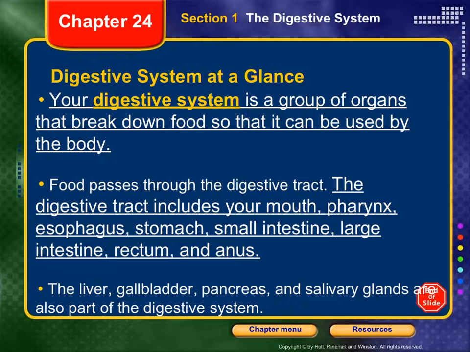The other part of your digestive system includes these organs listed below that you don't have to list, but it also includes the liver, the gallbladder, the pancreas, and salivary glands would be part of the digestive system, but your food does not travel through any of these right here.